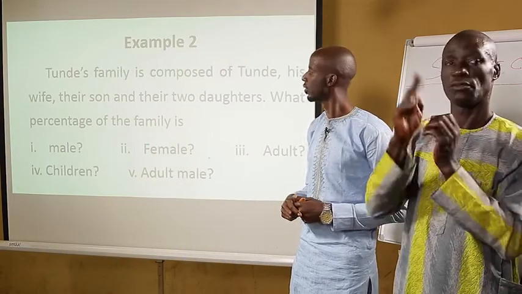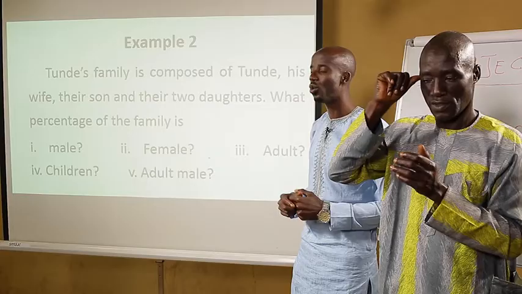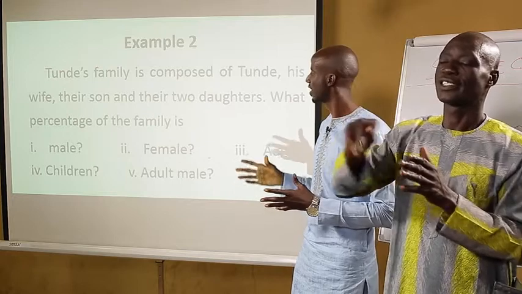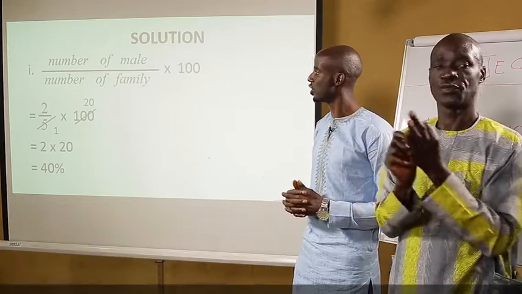Example 2. Tunde's family is composed of Tunde, his wife, their son, and their 2 daughters. What percentage of the family is: 1, male; 2, female; 3, adult; 4, children; and 5, adult male? What is the percentage of these members of the family? So let's go to the solution.